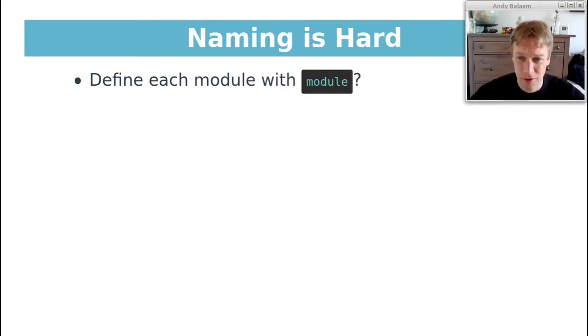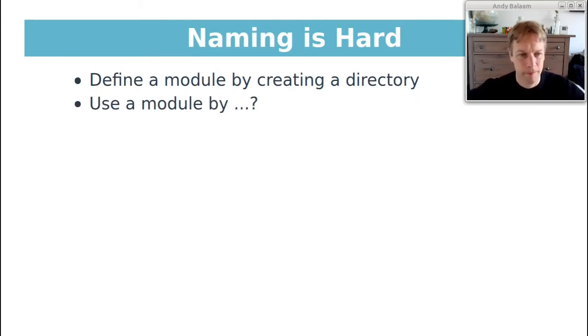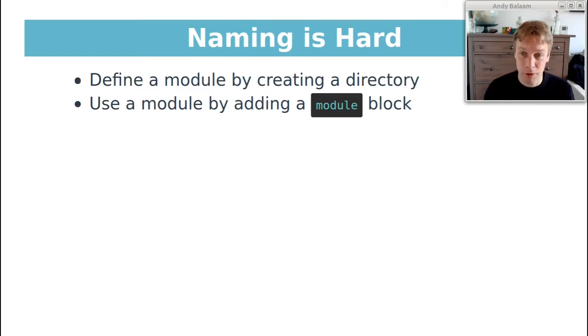We're starting to understand. So, of course, we would define each module with the keyword module, right? What do you think? Nope. We define a module by creating a directory. This is probably the most confusing part for me when I was getting used to this. So you create a directory similar to something like Python, put some code inside there. That's a module. Fair enough. What might we then use a module? So like use the code that's inside that directory. Well, we do that by adding a module block. So this is the part that confused me. I couldn't understand what a module block was. Well, a module block is just using some code in a module, not defining it.